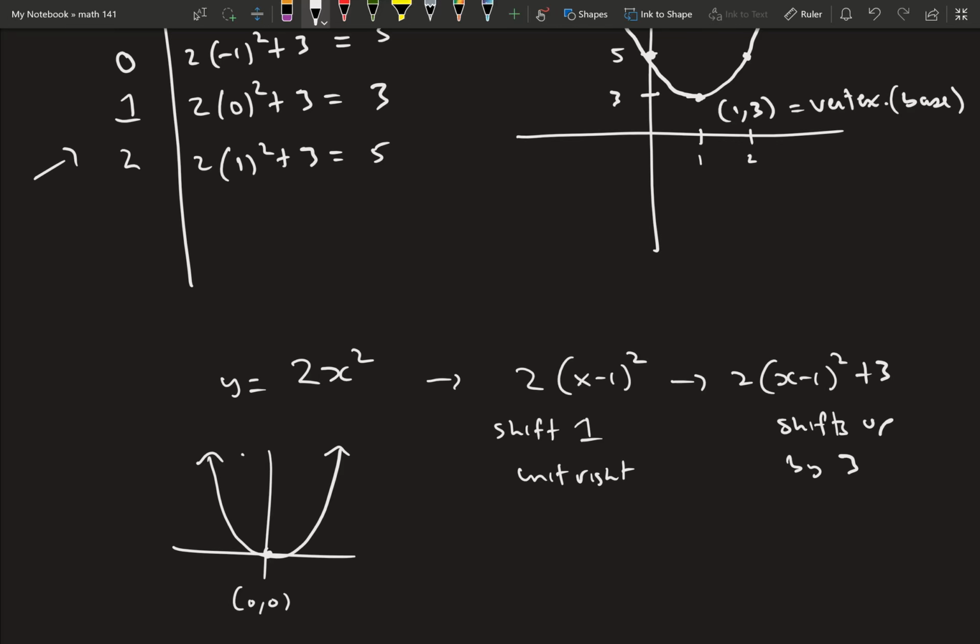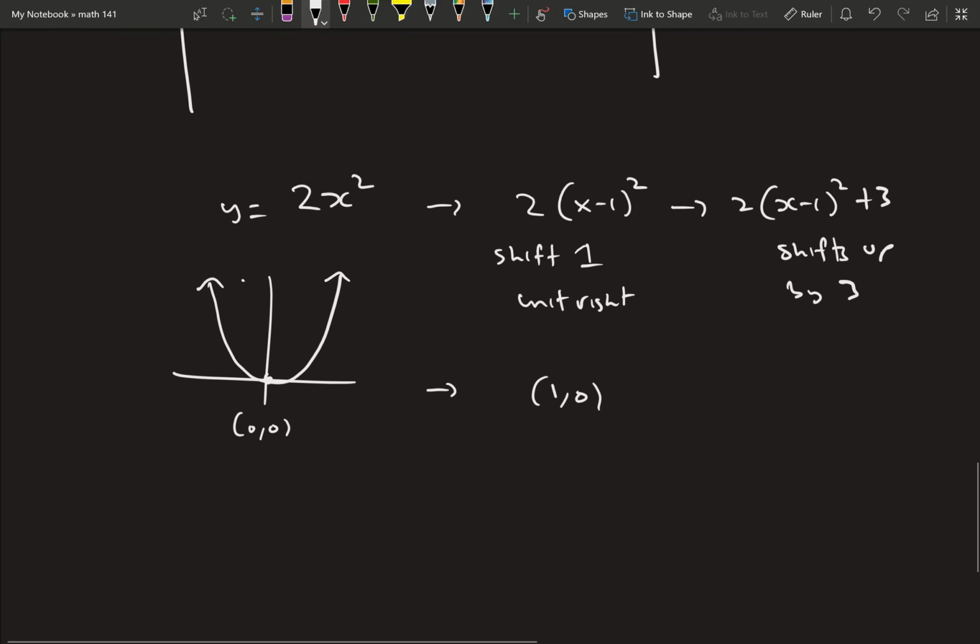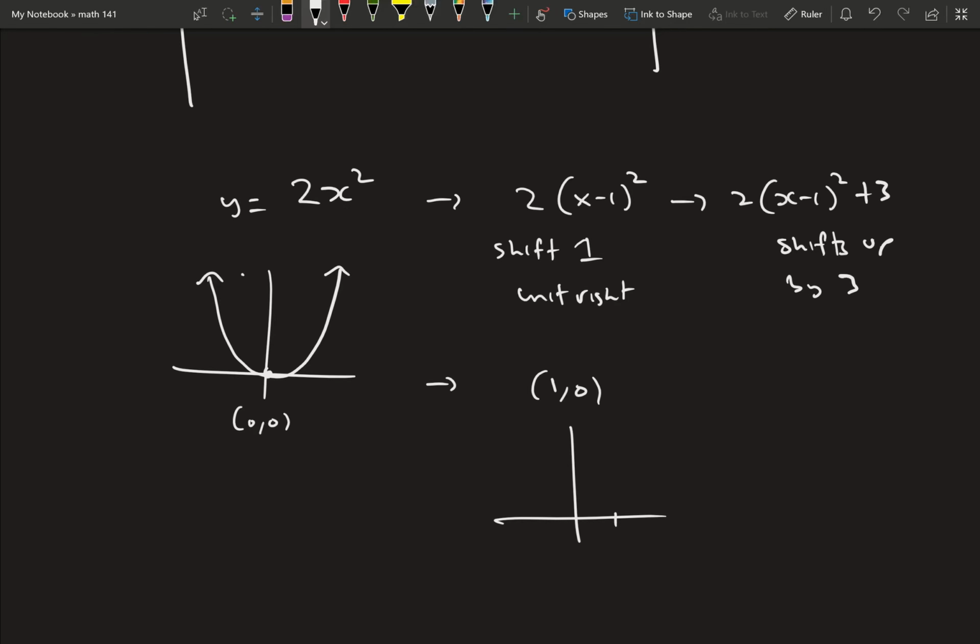And so the base point 0, 0 shifts to 1, 0, meaning I shifted 1 to the right, so my next parabola would look like the same thing except based at 1, 0. And then I go up by 3. So 1, 3 to get my final graph here.